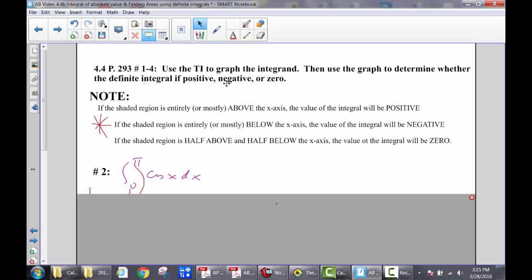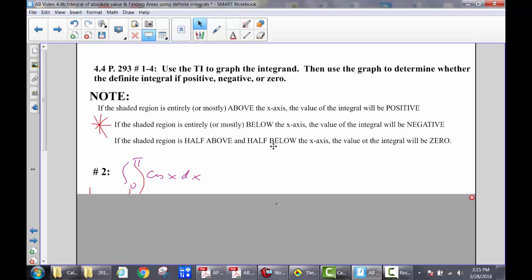Here, numbers 1 through 4, this is an interesting one. Use the TI to graph the integrand, then use the graph to determine whether the definite integral is positive, negative, or 0. They're not asking if the areas are always positive. They're asking you if the definite integral is positive, negative, or 0. So very simply, if the shaded region is entirely or mostly above the x-axis, then obviously there's more positive stuff than negative stuff, so it'll be positive. If the region is entirely or mostly below the x-axis, there'll be more negative stuff than positive stuff, and therefore your answer will be negative.